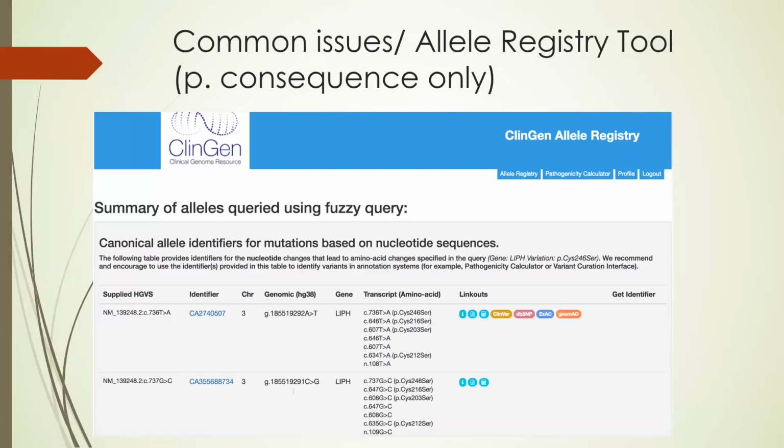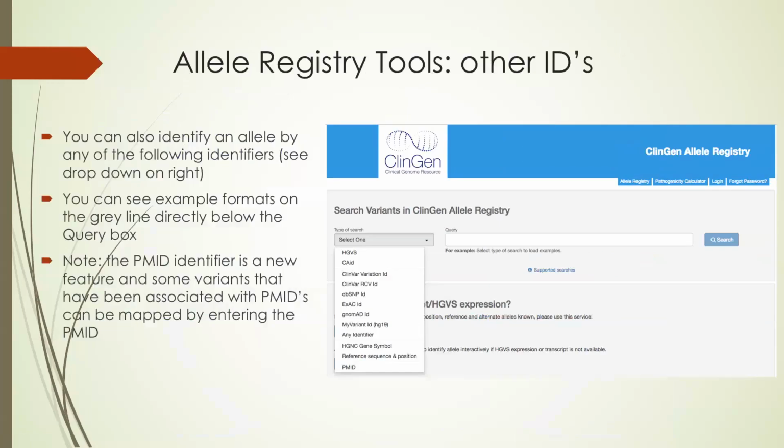It looks like we have 2 minutes left, so I'll go quickly. There are a few other ways you can identify variants using the allele registry. You can use exact IDs, gnomAD IDs, and dbSNP IDs. They also recently implemented a feature where you can enter a PubMed ID, and it might return variants that are in the PubMed publication, but this is new and not all of the information in PubMed is uploaded to the allele registry, so hopefully more information will be incorporated soon.